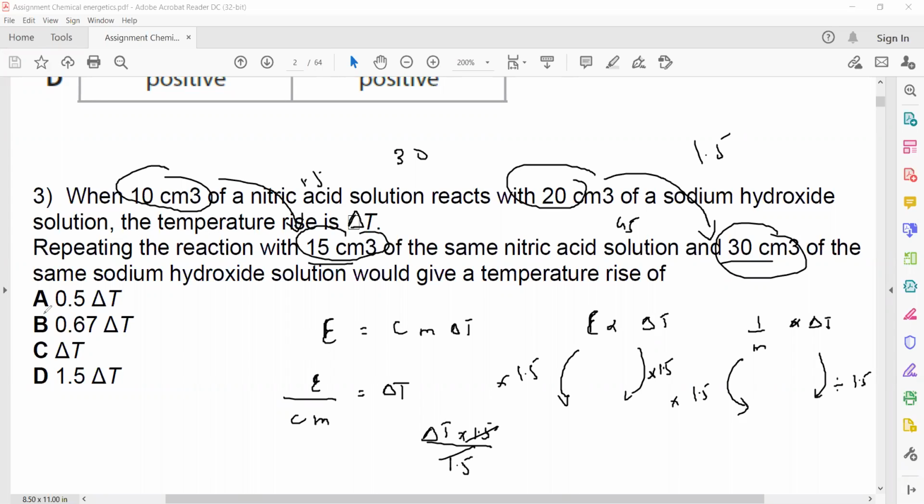So both will cancel out, both changes cancel out each other. That is why the temperature change will be the same as what was there when we were using 10 cm cube of nitric acid with 20 cm cube of sodium hydroxide. Is it clear? So they basically cancel out the effect of each other.